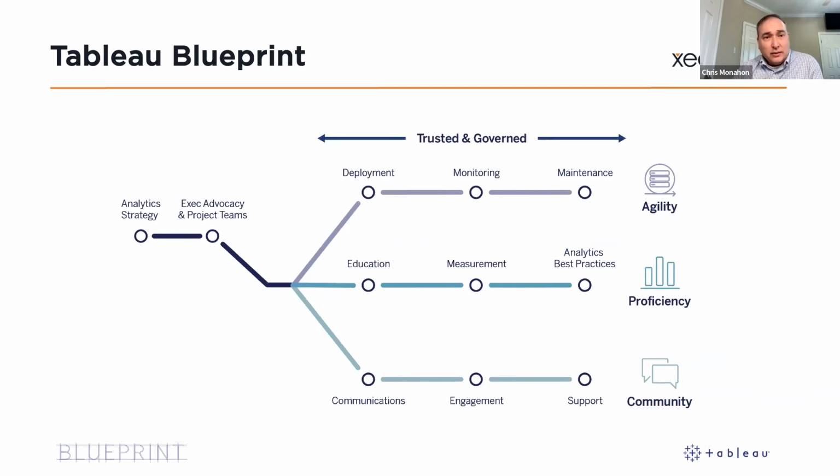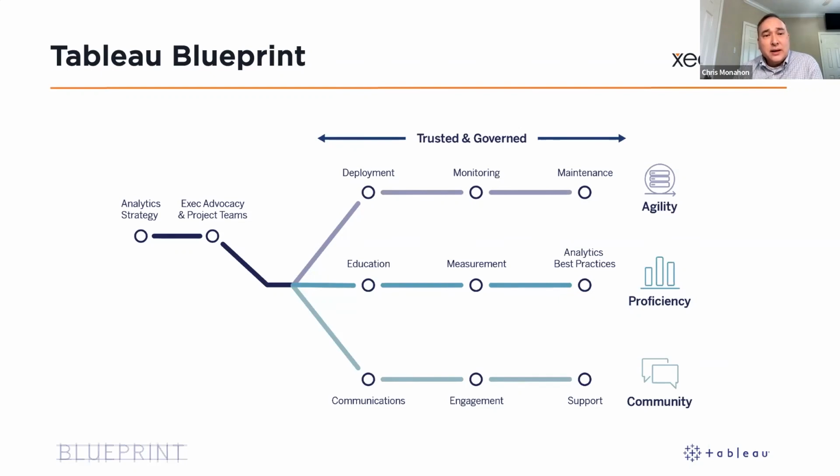So one is around agility. That's how quickly can we do our development? How quickly can we update our systems, maintain our systems, make decisions? The second one is around education, right? So proficiency. How are we training our subject matter experts? How are we training our end users? And how are we measuring that? And are we applying best practices to the rest of the organization so everybody's on the same page of how we do things?